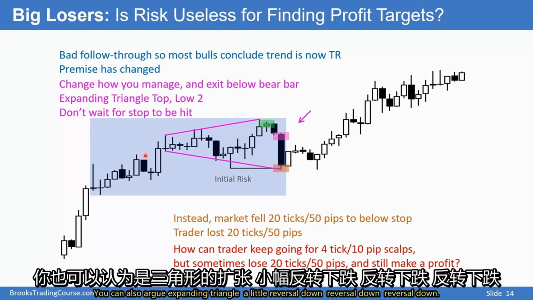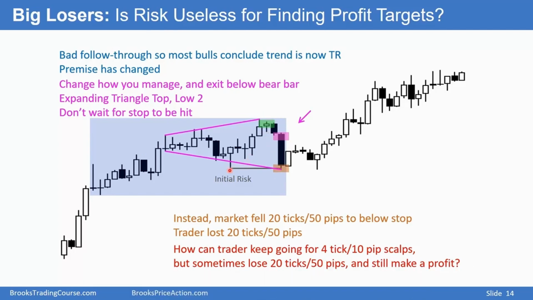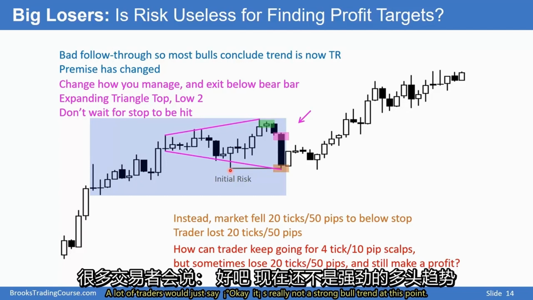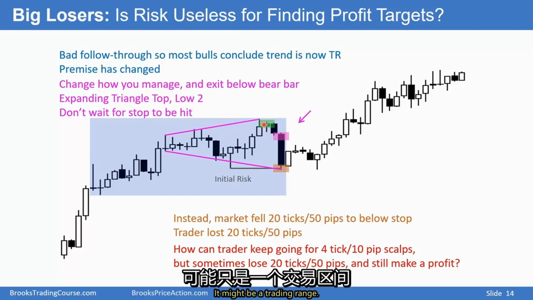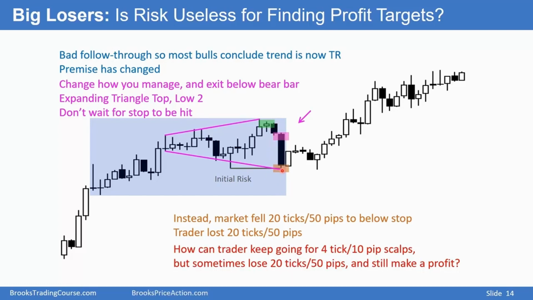You can also argue expanding triangle, a little reversal down, reversal down, reversal down. If you took that buy, should you wait for your stop to be hit below the low of this bar? A lot of traders would just say, okay, it's really not a strong bull trend at this point. It might be a trading range. I could get a very deep pullback. Maybe I should just exit below a bear bar and get out here instead of waiting for my stop to get hit down here.